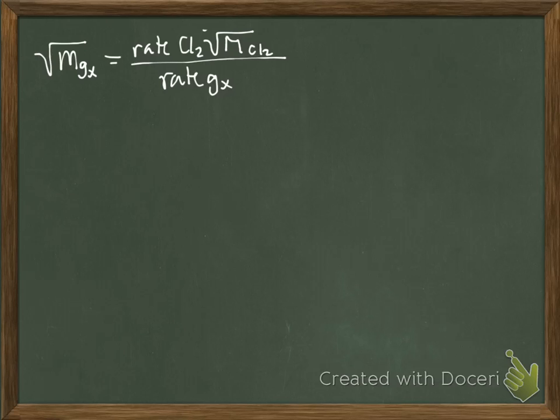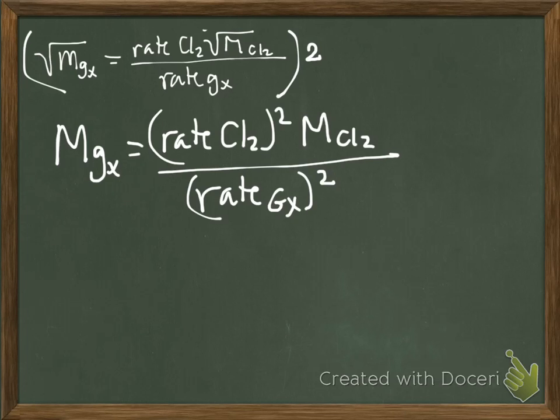If we square everything here, then we're going to get rid of our radicals. So far, so good. At this point, we're down to an equation where we have the mass of chlorine, and we have a relationship between the mass of our unknown gas and the mass of our chlorine.